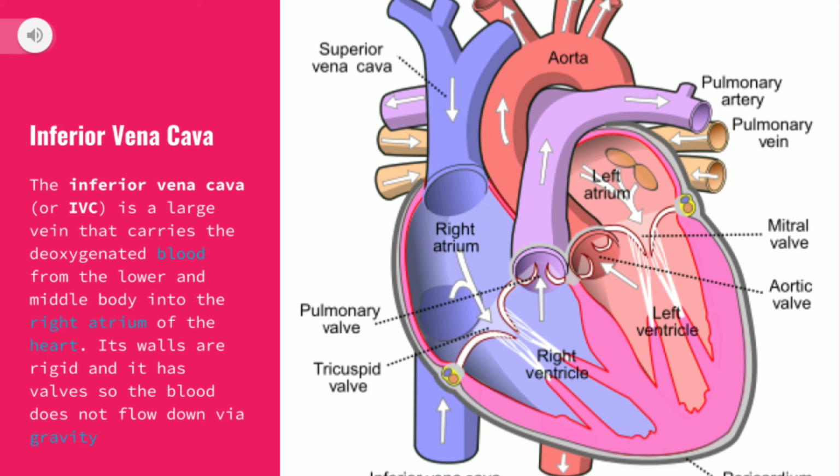Our last slide is for inferior vena cava. The inferior vena cava, also known as IVC, is the large vein that carries the deoxygenated blood from the lower and the middle body into the right atrium of the heart. Its walls are rigid and it has valves so the blood does not flow down via gravity.